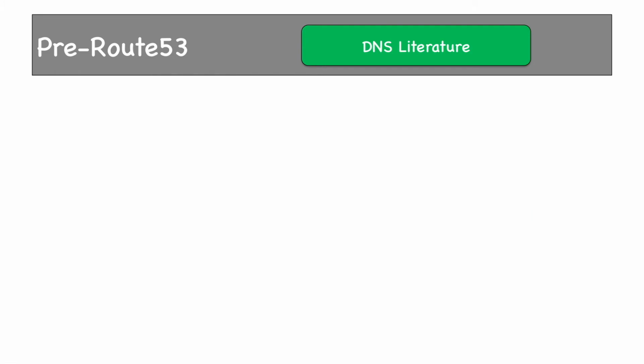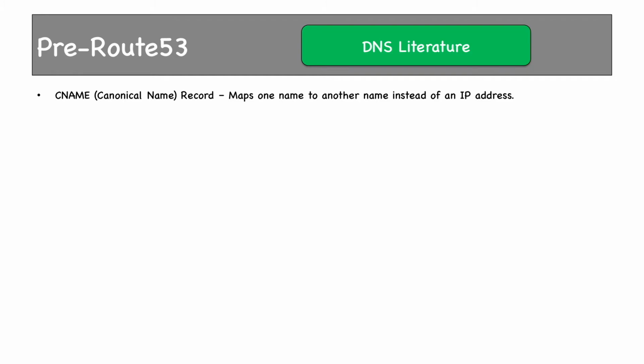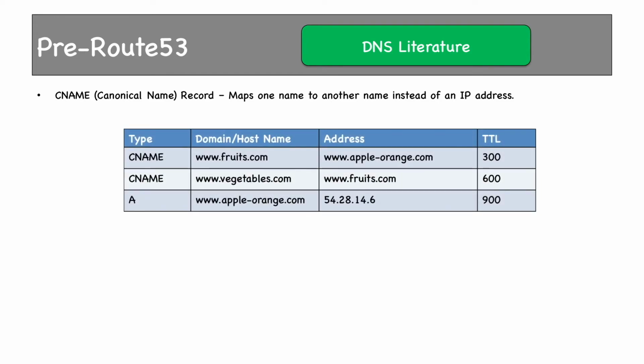A few more DNS literature. We have something called canonical name or CNAME record, which maps one domain name to another domain name instead of an IP address. It is something like this. Your actual domain is appleorange.com, which maps to this IP address. But you decide to have another domain name for your website. In this case, you can use CNAME records to map additional domain names to the same server or IP address.